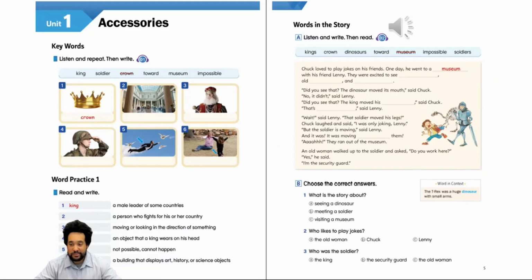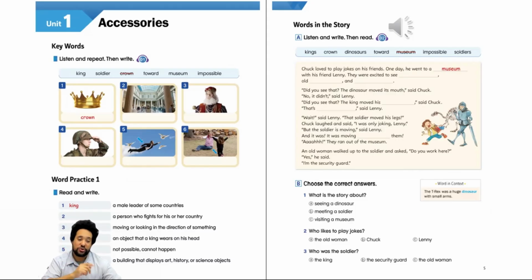Can everybody please take a look at the unit title? What is our unit title and therefore our unit theme for today's lesson? That's right, it's accessories. Now, what do you think accessories are?